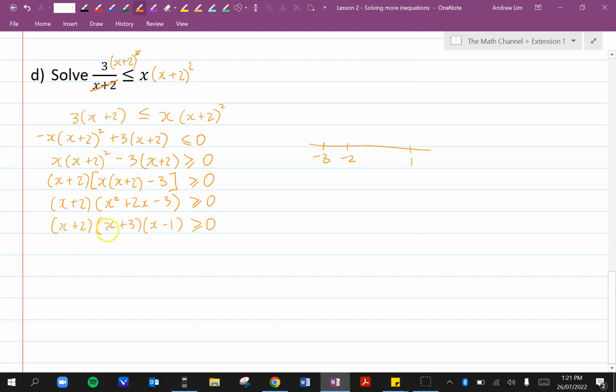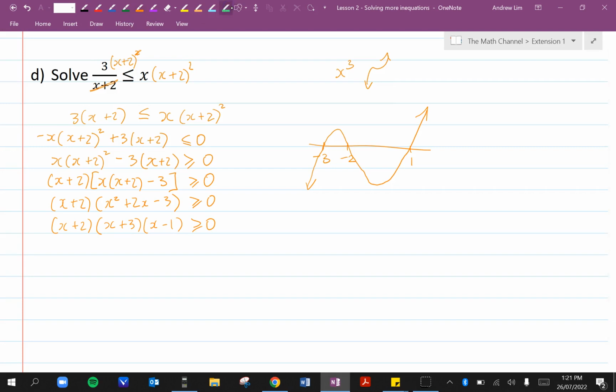When we expand the x's, x times x times x, that's positive x cubed. So we know it's going to look like this. So starting from down here, we go up, down, up. It doesn't matter how high up or how low down you go. We just want to know the generic shape.